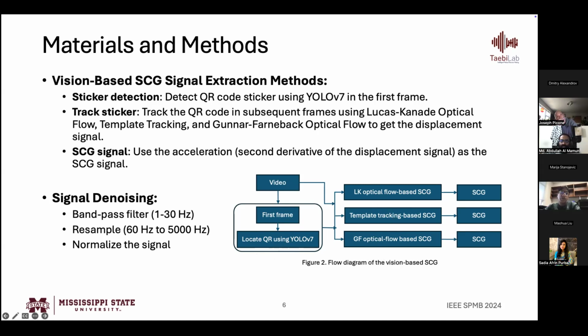After getting the SCG signal, we applied some post-processing steps. For signal denoising, we applied a bandpass filter with a cutoff frequency of 1 to 30 Hz to remove the low frequency noise and respiration effect. Then we resampled the signal from 60 Hz to 5000 Hz to match the accelerometer's sampling rate. Finally, we normalized the signal to improve comparability.